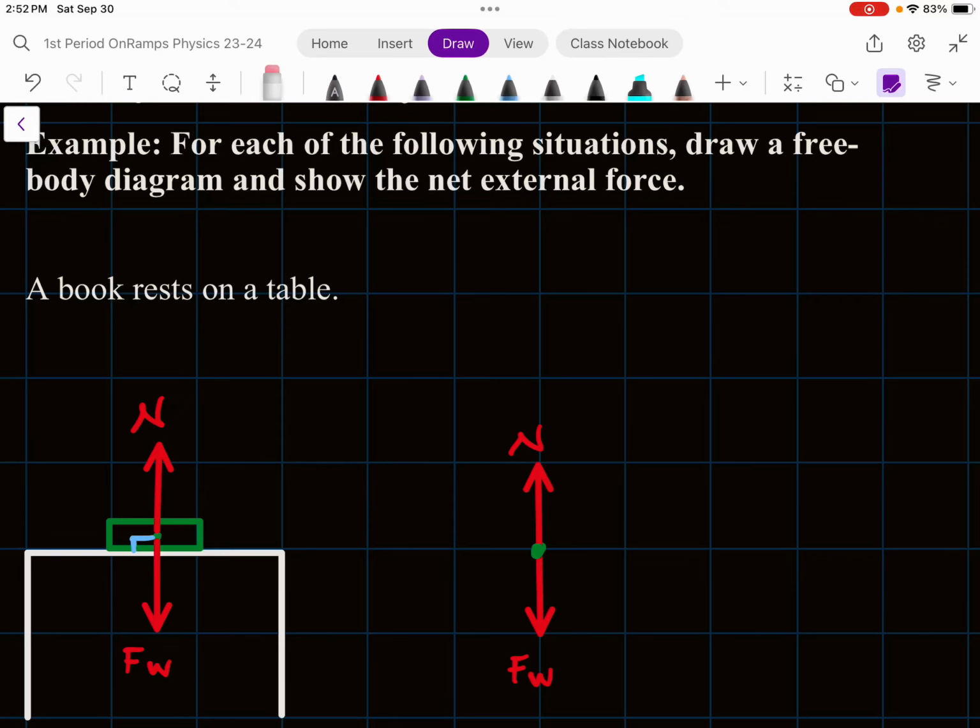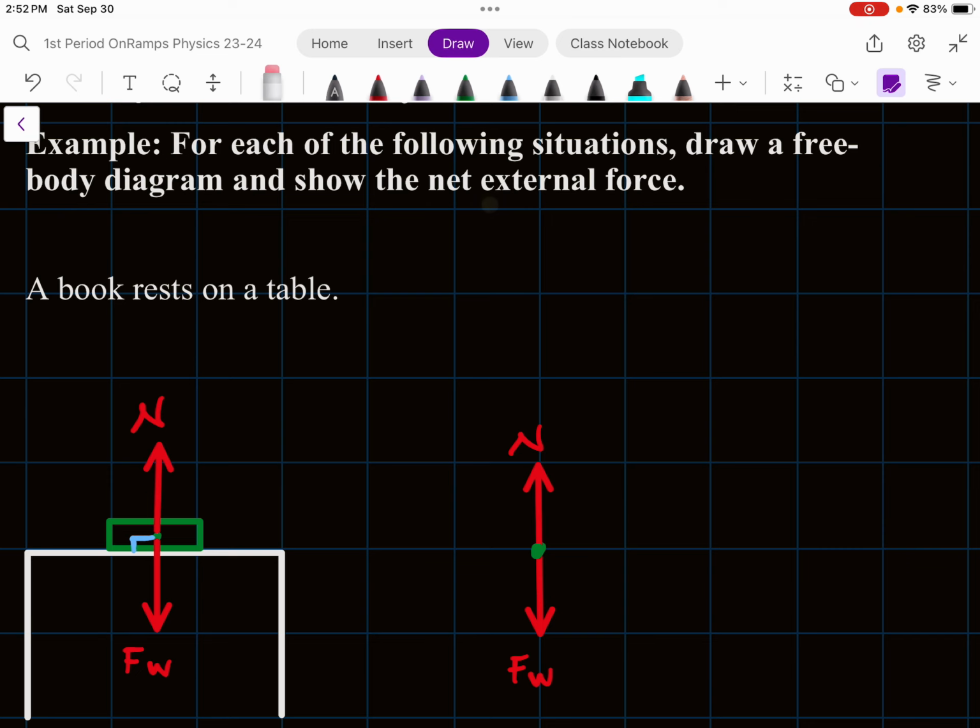Hello everyone, I decided to record a separate video for the examples so that the lesson wouldn't be as long. Well, at least you wouldn't have to watch a very long video. This one I'll try to make shorter. And for the previous example, sorry about that, we had to draw a free body diagram and show the net external force. I omitted this part and just showed you how to draw the free body diagram.